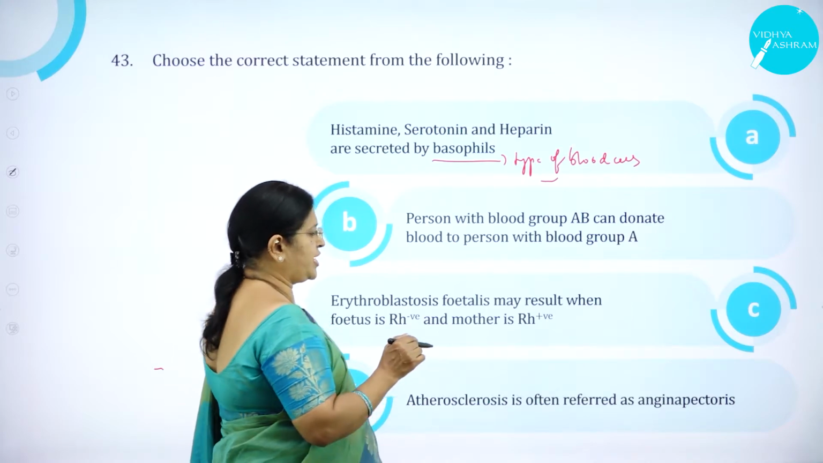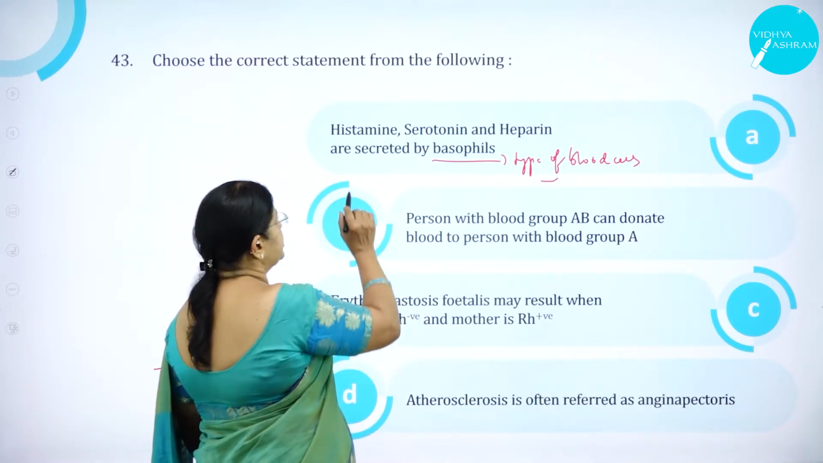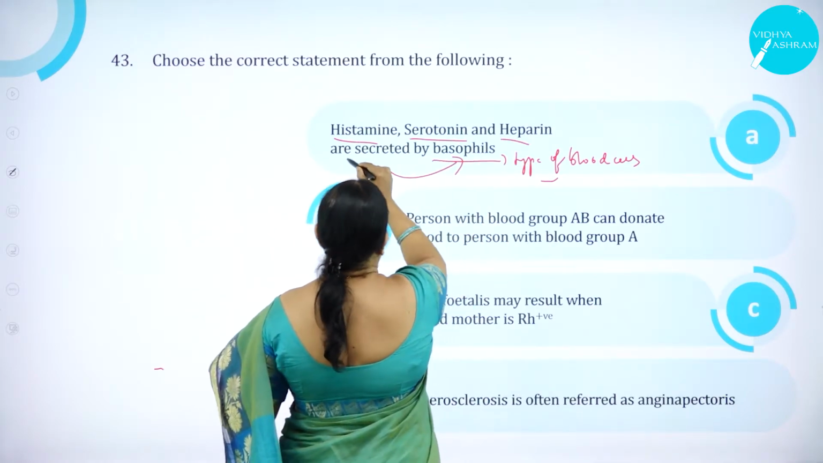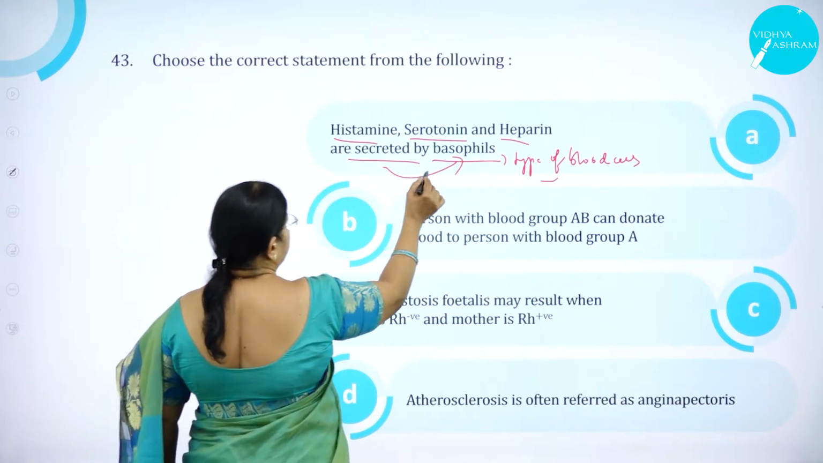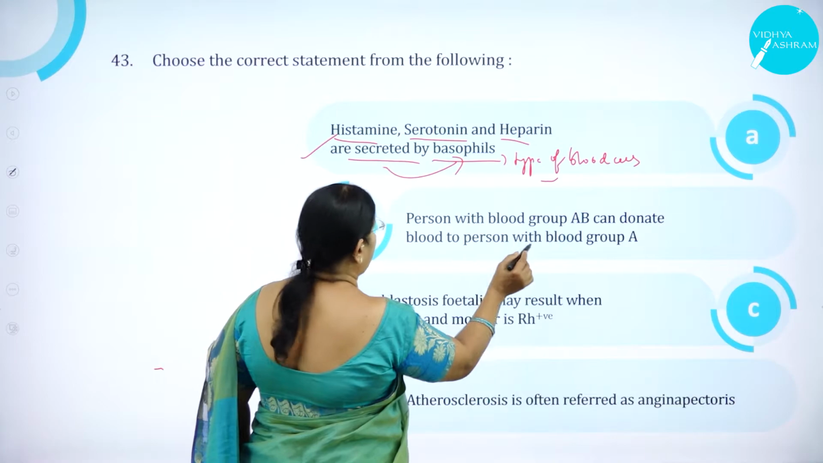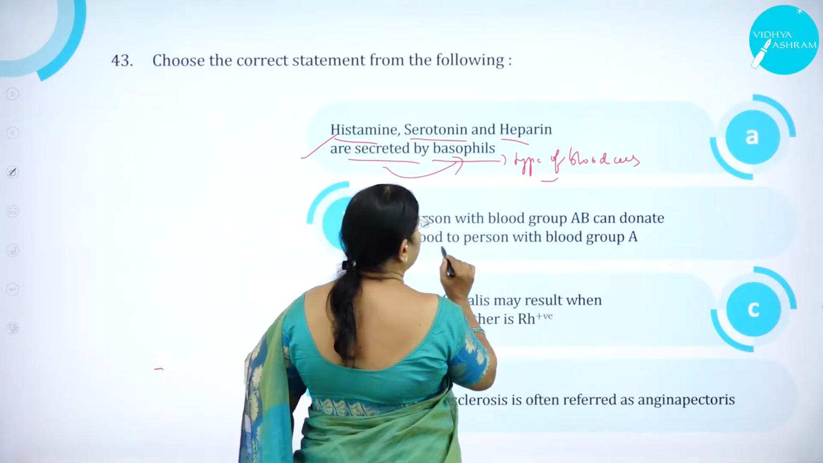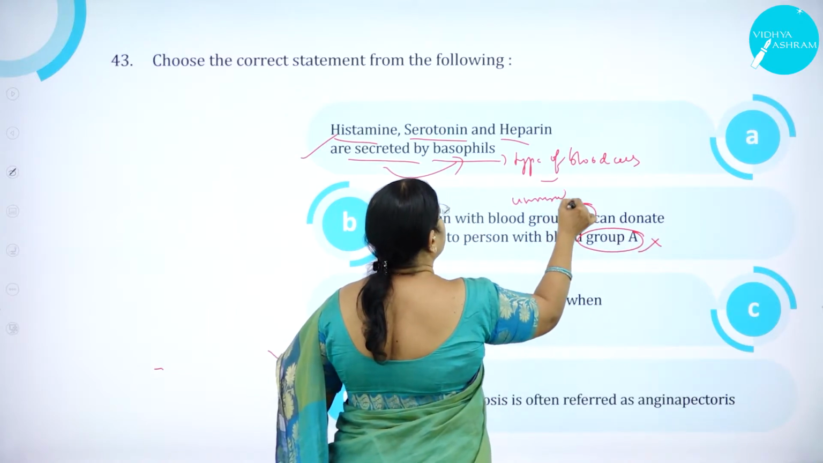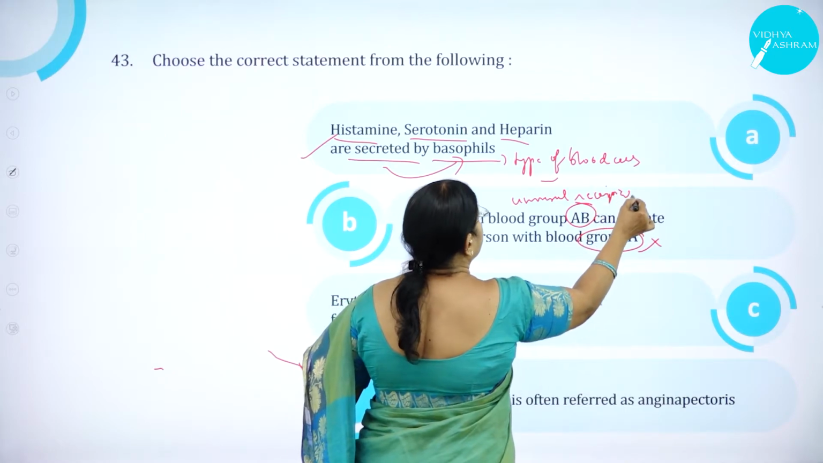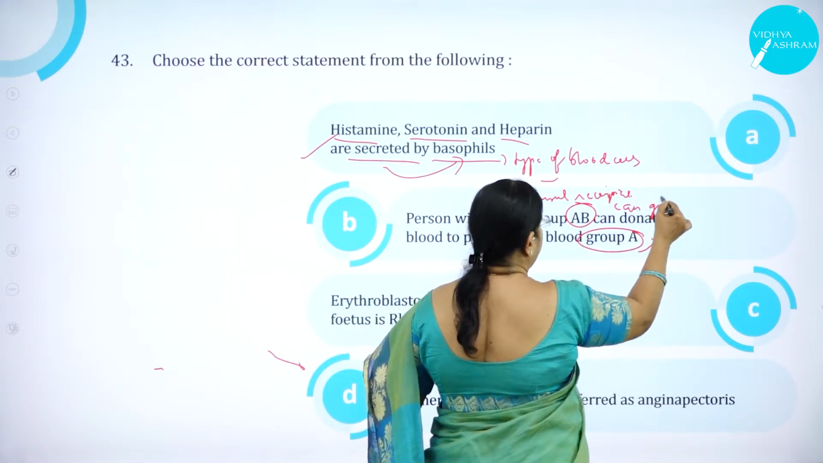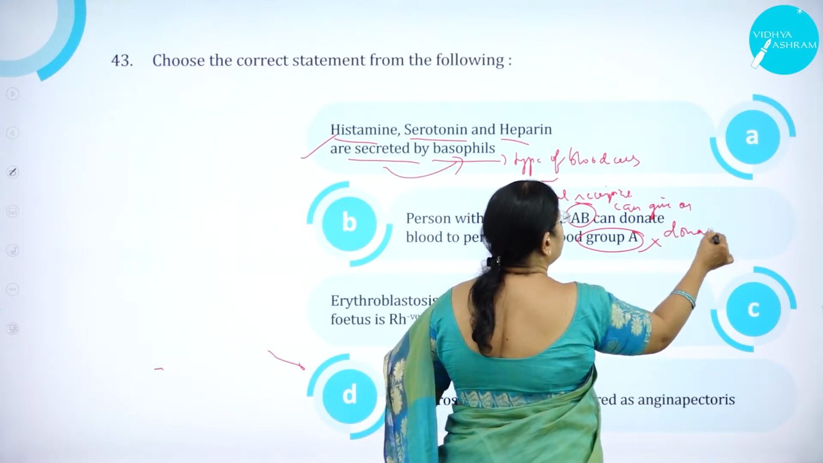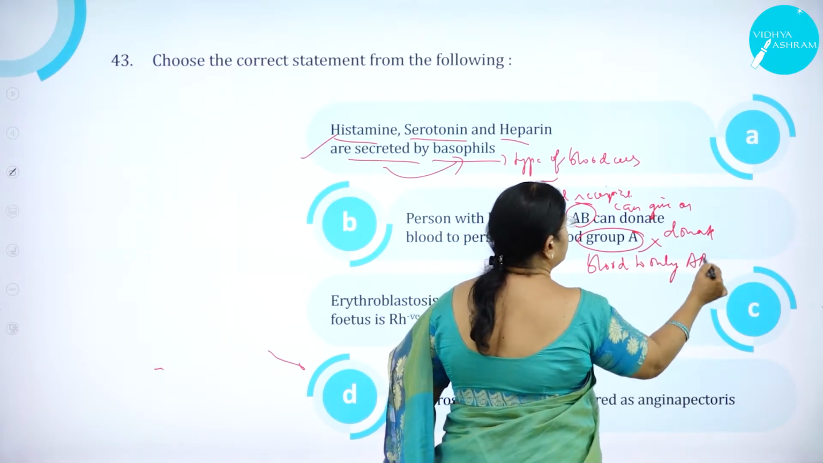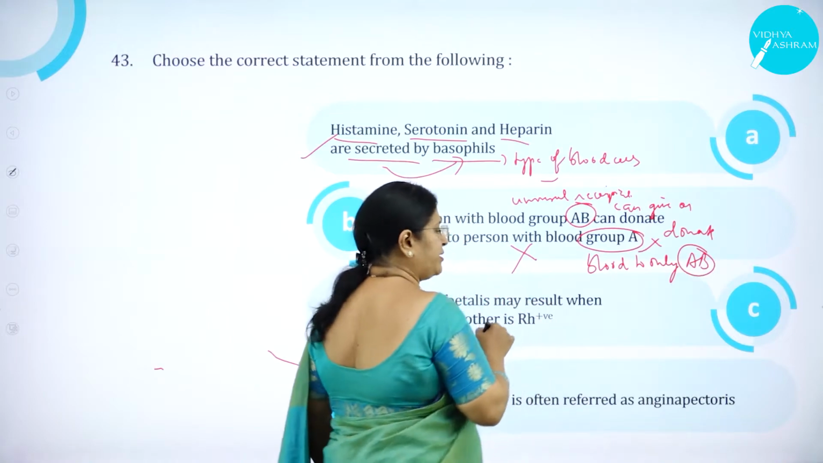Atherosclerosis is often referred to as angina pectoris. Histamine, serotonin and heparin are secreted by basophils. Very important. So, they are the secretions of basophil. Correct. Person with blood group AB can donate blood to a person with blood group A is wrong. AB is a universal recipient. Can give or donate blood to only AB people. Here it is given as A, so it is wrong statement.